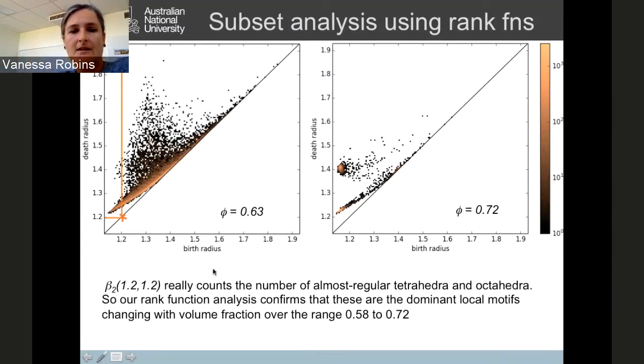And if we go back now to the persistence diagrams instead of the rank function pictures, we're seeing that what that Betti 2 counts is the number of persistence points in that quadrant there. So it's really counting the number of fairly regular tetrahedra and octahedra.